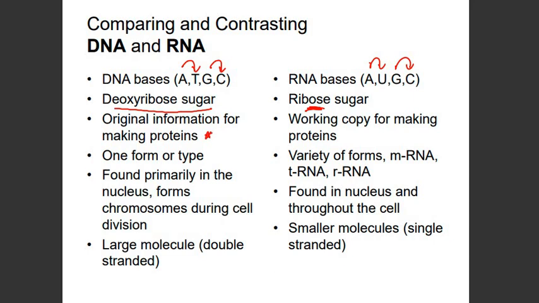DNA is the original information. RNA is just a copy. There's only one type of DNA, right? RNA has many forms: mRNA, rRNA, tRNA. So it can take three different forms. DNA is primarily found in the nucleus or chromosomes, and it's very large and double-stranded. The opposite happens with RNA. It's spread throughout the cell because you can find it in the cytoplasm and on the ribosomes, and of course in the nucleus as well. And RNA is only single-stranded. So these are the basics of nucleic acids.